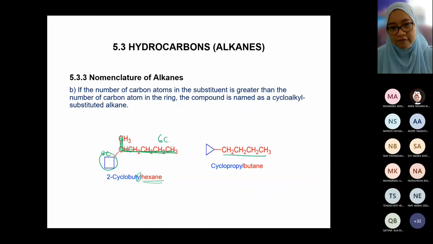Same goes to this one. You have 4 carbon versus 3 carbon in the cyclopropane. Cycloalkane lah. Okay, alright. So of course 4 carbon wins. So the parent name should be named after the open chain, which is butane, and then this one will become cyclopropyl.